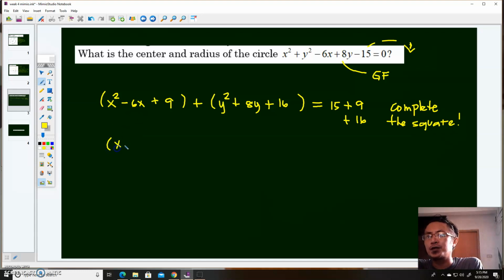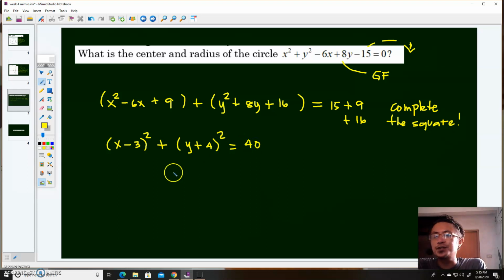So you have x minus 3 squared plus, this would be y, square root of y squared. Square root of 16 is 4, so plus 4 squared. And just combine the right side: 15 plus 9 plus 16 is 40. So this is now in the standard form, x minus h squared plus y minus k squared equals r squared.